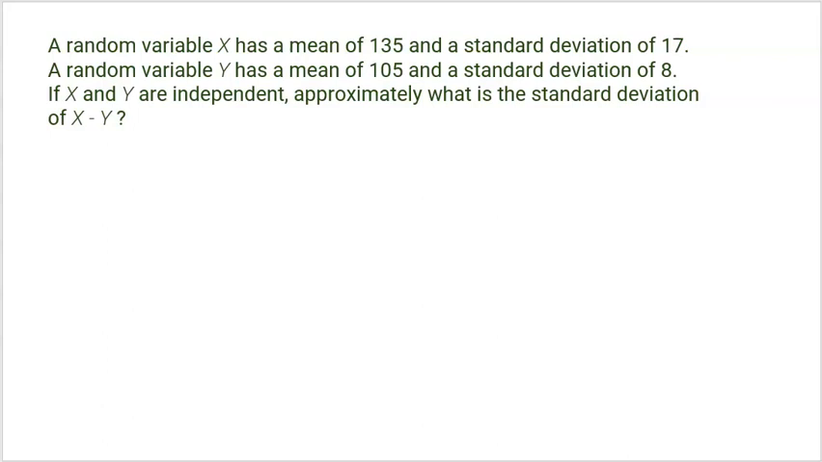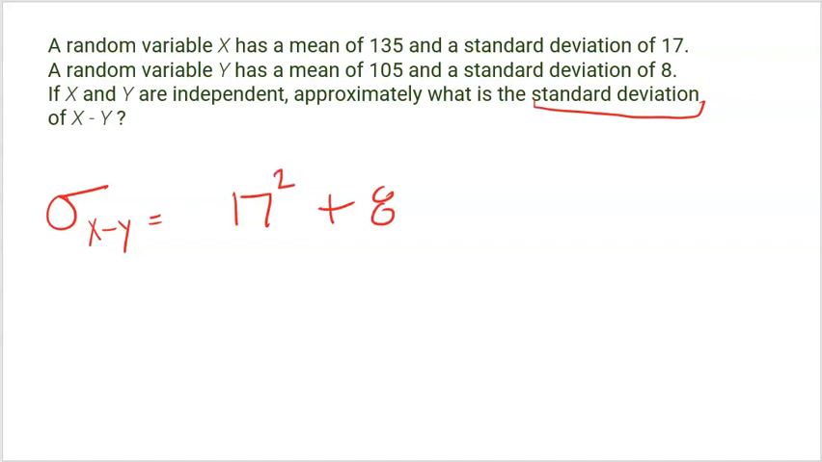All right, we have a random variable x, mean 135, standard deviation 17. Got a random variable y, mean 105, standard deviation 8. And now they want us to find the mean and standard deviation. Well, actually, I take that back. This just wants us to find the standard deviation for x minus y. So the standard deviation for x minus y is going to be, oh boy, what most kids do is they'll do 17 minus 8. Gosh, that's going to get you the wrong answer. Some kids will do 17 plus 8. That's going to get you the wrong answer. You got to do 17 squared. That's the variance for x. Plus 8 squared. That's the variance for y. And then square root all that.